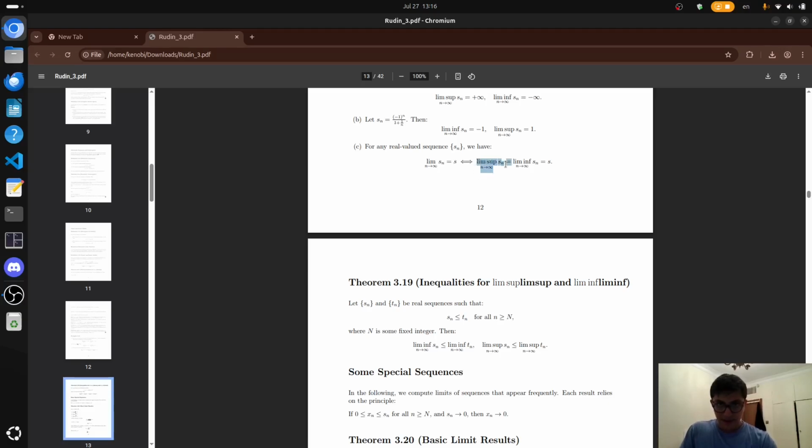This implies that the limit of the sequence equals the lim inf, which equals S, because if it converges, it must converge to the same thing for every subsequence, right? That's what we showed earlier.